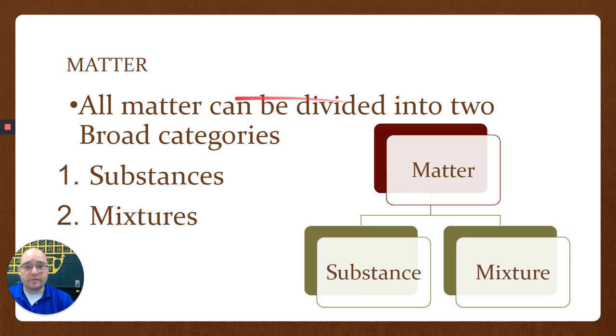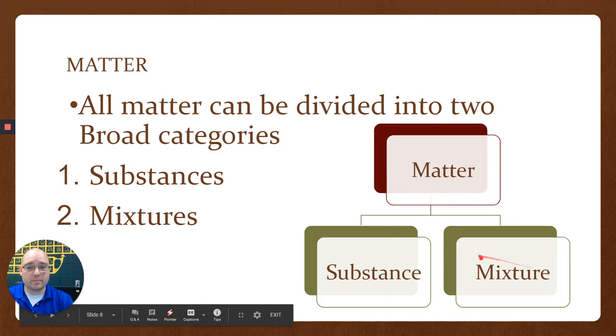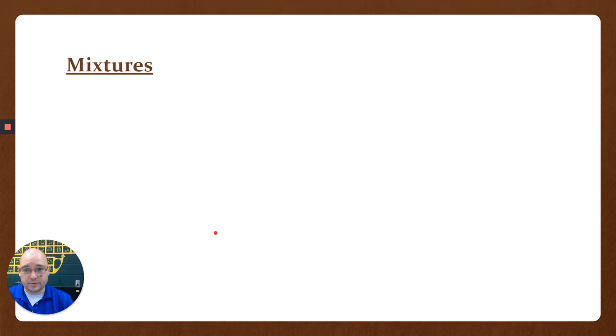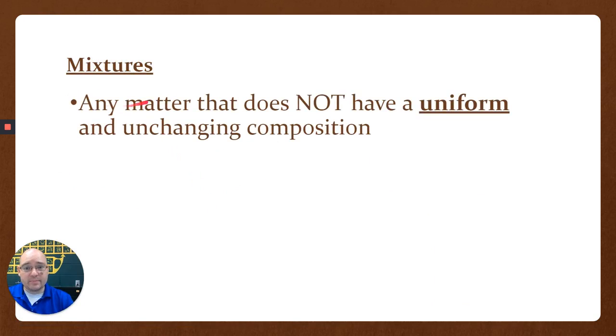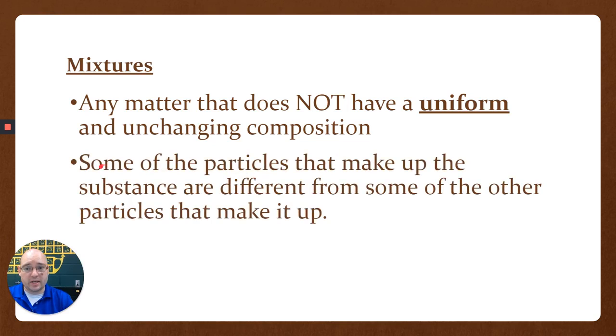All right, so review. All matter is divided into two categories. Matter is either a substance or a mixture. Substances are either compounds or elements. So now let's talk about mixtures. Any matter that does not have a uniform and unchanging composition is a mixture. So some of the particles that make up substances are different from some of the other particles that make it up.